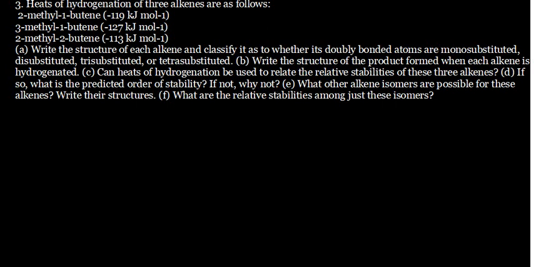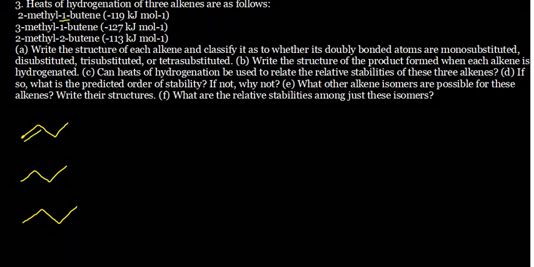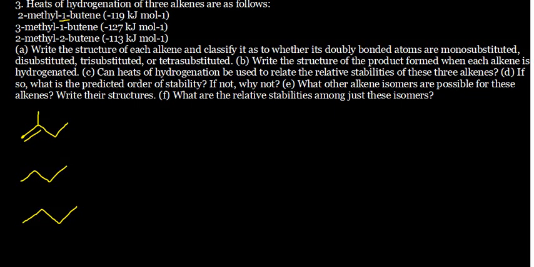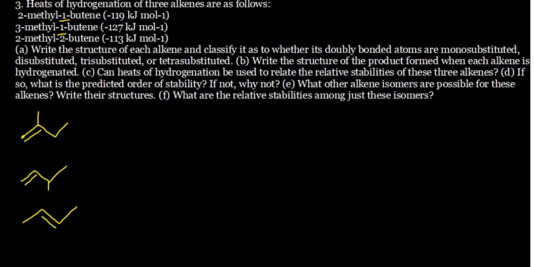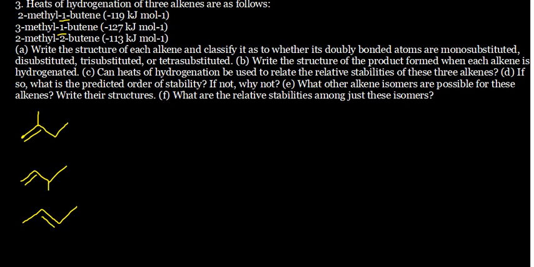So let's start. All these are butenes. So first I'm going to put 1, 2, 3, 4. If we consider the first one, the double bond is at carbon number 1. So we'll put a carbon double bond here. And the methyl is at carbon number 2. We consider the second one, the double bond is still at carbon number 1. The methyl is at carbon number 3. Consider the third one, the double bond is at carbon number 2, the methyl is also at carbon number 2. So there.